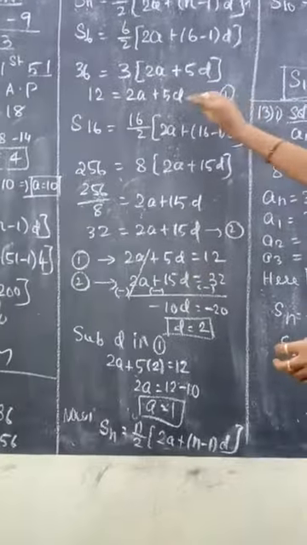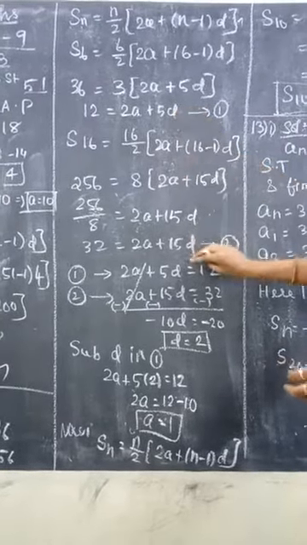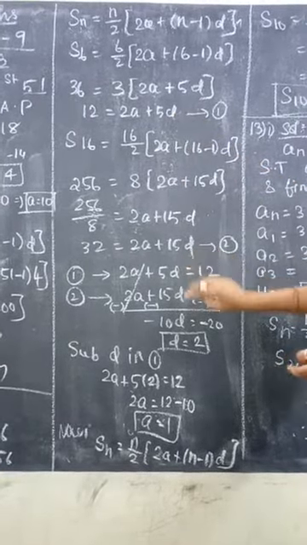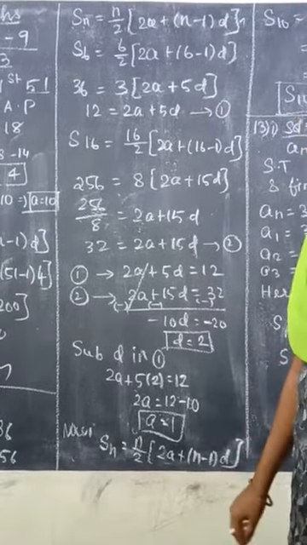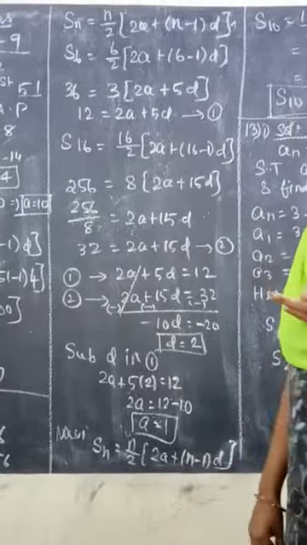Listen children. Here we have equation number 1. Here we have equation number 2. For applying the nth term formula, we need a and d. So using these two, how do we find a and d?